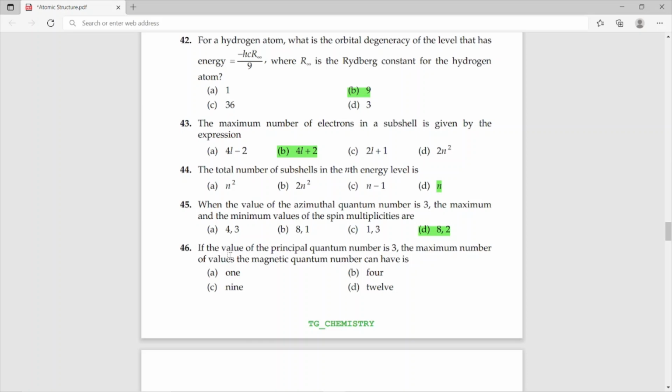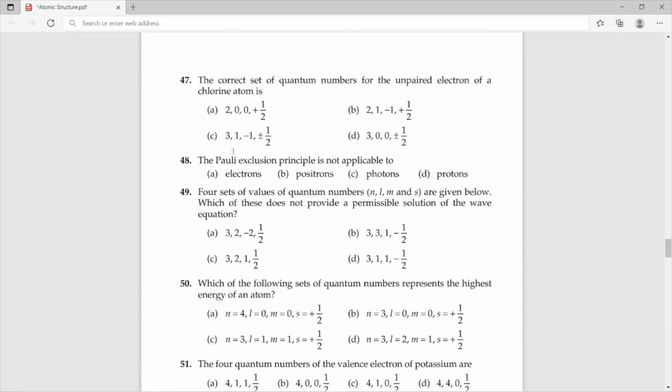46th one is: if the value of principal quantum number is 3, the maximum number of values of magnetic quantum number it can have. So if the principal quantum number is 3, how many magnetic quantum numbers can we have? The right answer should be 9, option C. Next is: the correct set of quantum numbers of the unpaired electrons of a chlorine atom is, the right answer is option C. It can be 3, 1, -1 and plus minus half for the spin quantum number.